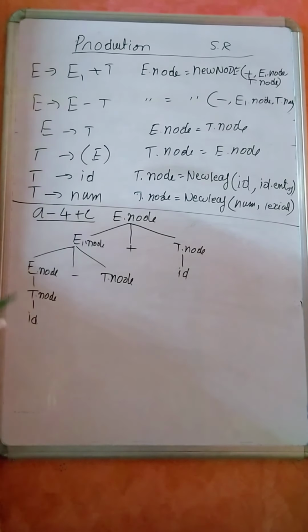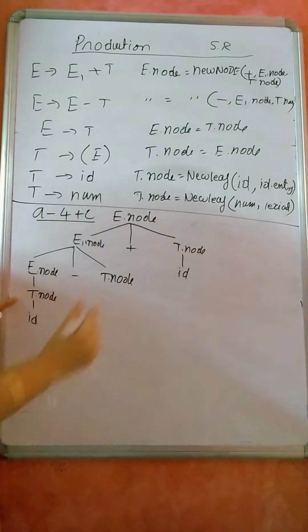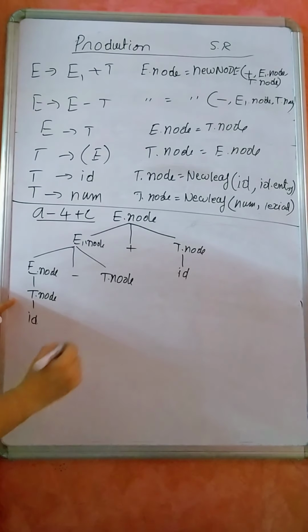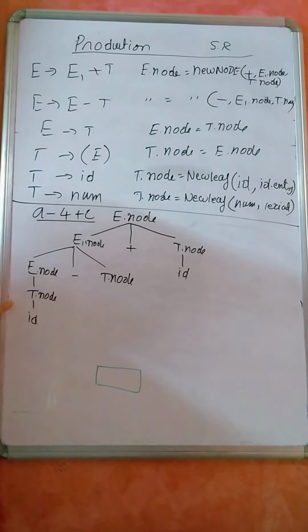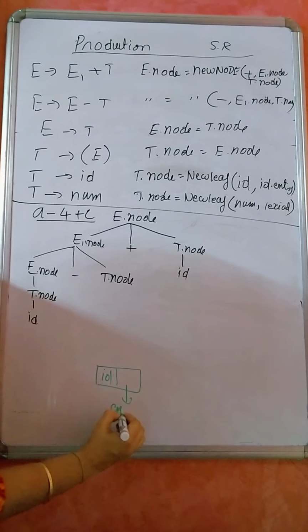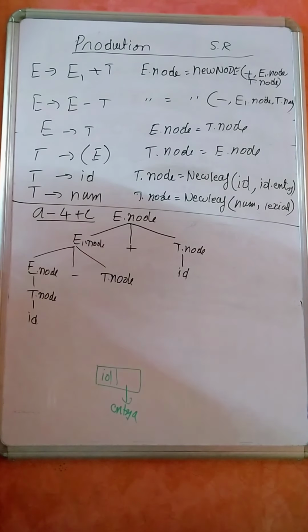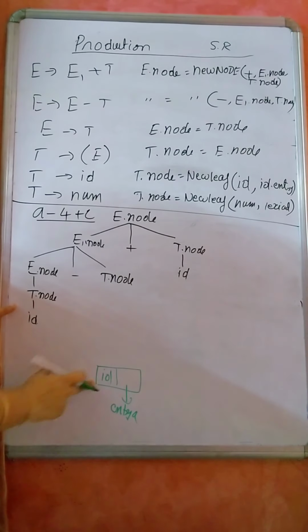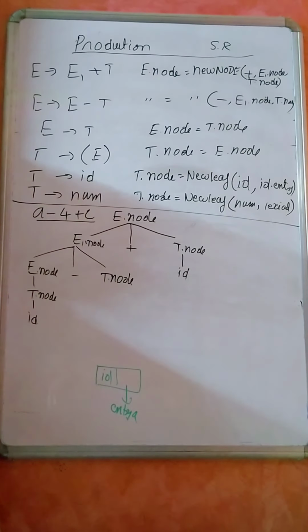Here, first which one am I applying? T derives id. When I use that production, I need to create a new leaf node. What are the entries in that one? One is id, which means it is an identifier. Then you will have an entry for a, an entry from the symbol table. So it is the entry of a. When I use this, I have constructed the new leaf node. What are the fields of that node? One is id and the entry into the symbol table. From there we get the information about a.